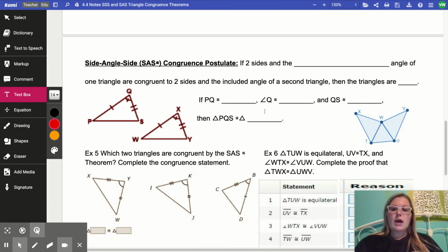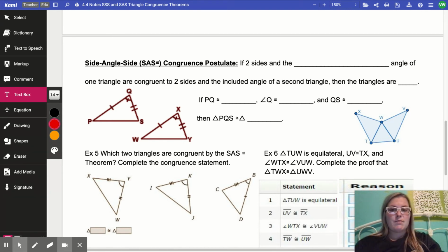So now we're moving on from side, side, side, and we're going to talk about the side, angle, side congruence postulate. Side, angle, side is exactly how it sounds. You're going from one side to an angle to another side, and if that side, angle, and other side match up with another triangle's side, angle, and side, then those two triangles are going to be congruent. That was a mouthful, so let me go over it again.